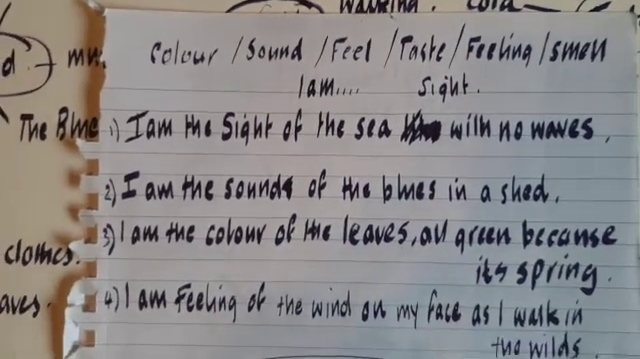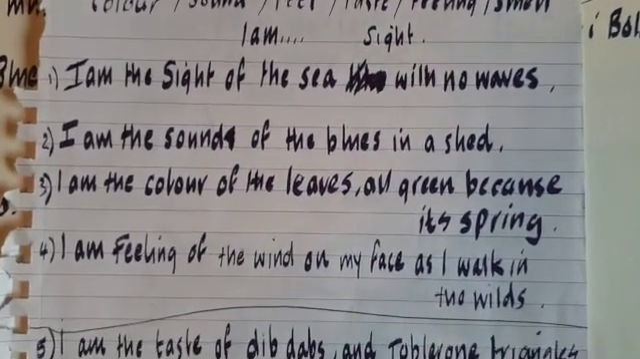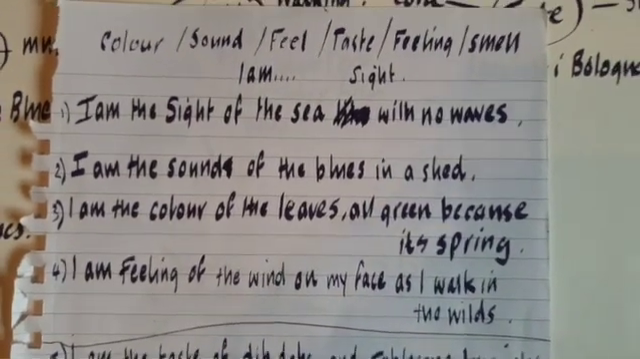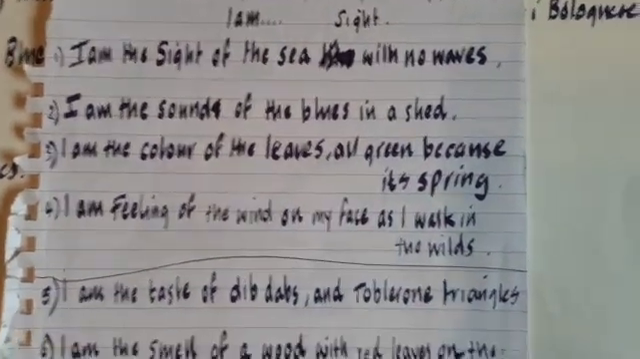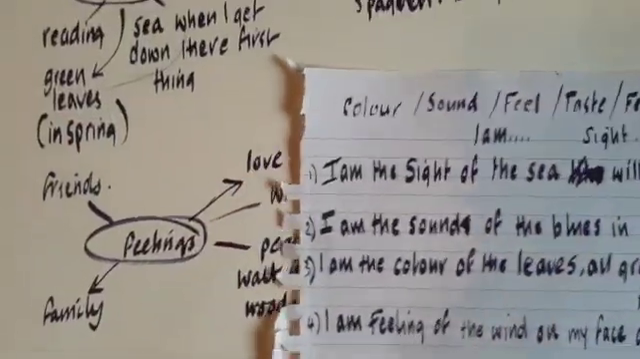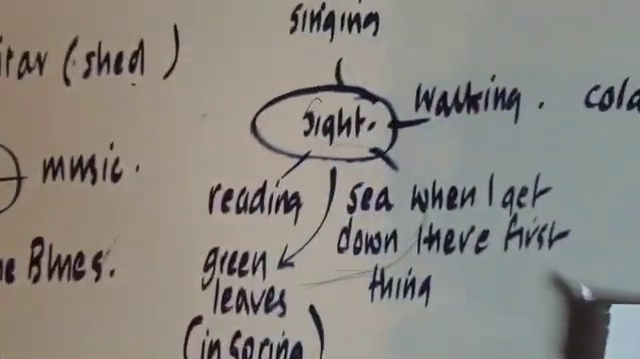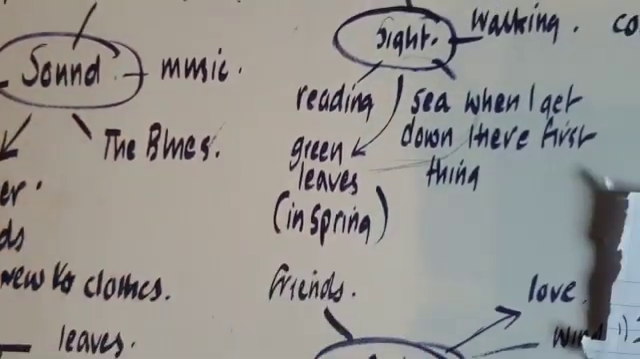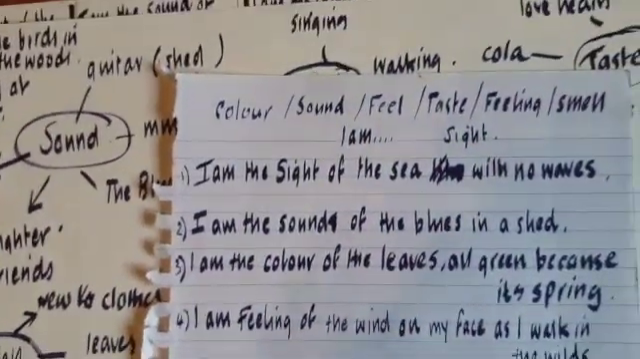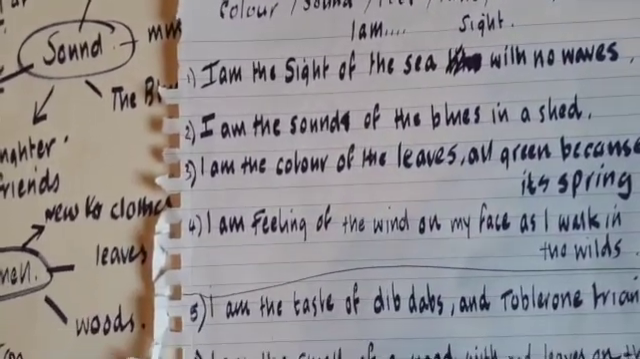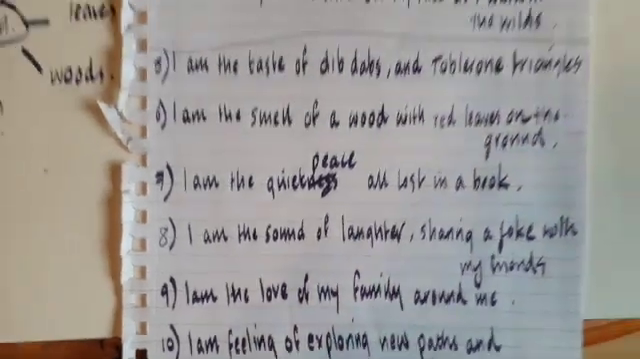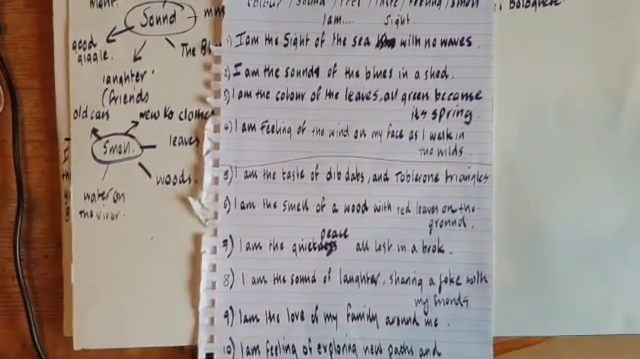I won't go through all of them, but the next one I'll do, just to give you another idea, is the colour. So I've said, "I am the colour of the leaves, all green because it's spring." If you remember when I did sight, one of the things I'd put was green leaves in the springtime. So if you try and do that and write maybe 8 or 9 or 10 lines like I've done, that will be your poem.